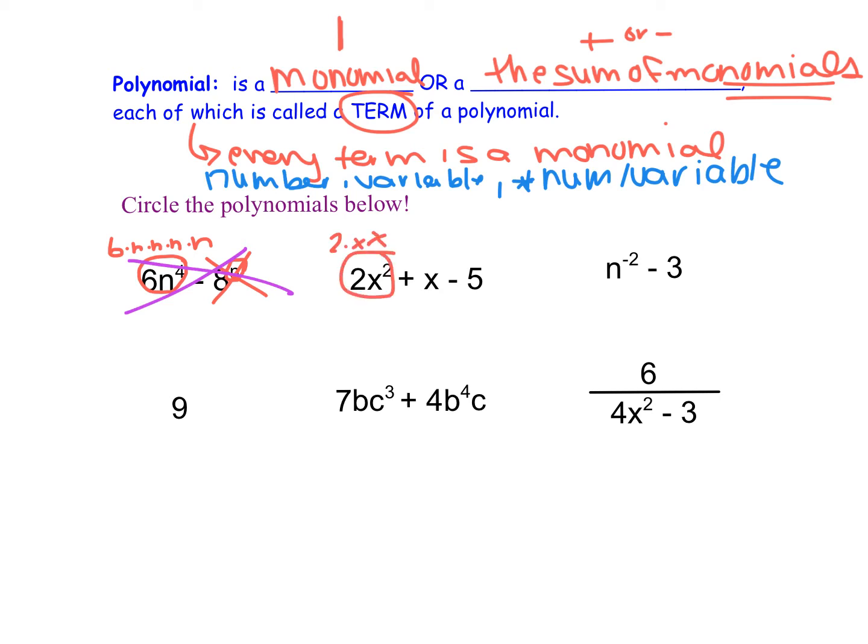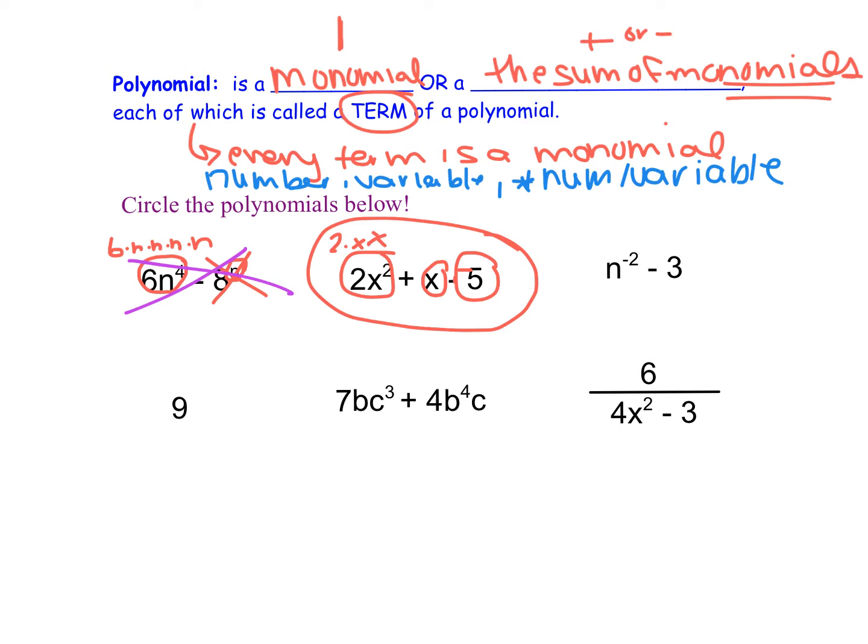Now if I go and look at the next example, I see 2 times x. So this is a monomial. Just an x is just a variable. That's a monomial. And this is really a -5. So that is a monomial. And as a result, because they are all monomials, this entire thing is in fact a polynomial. It has many monomials being added together.